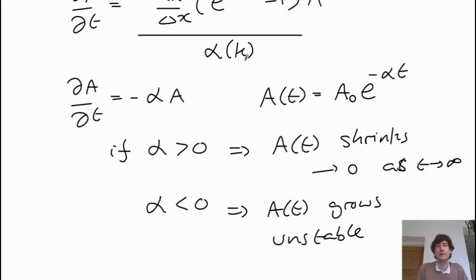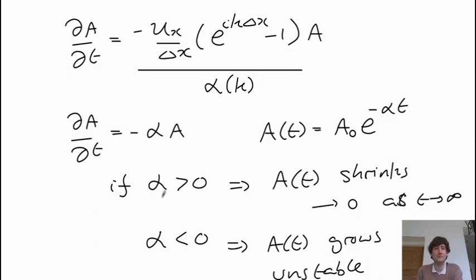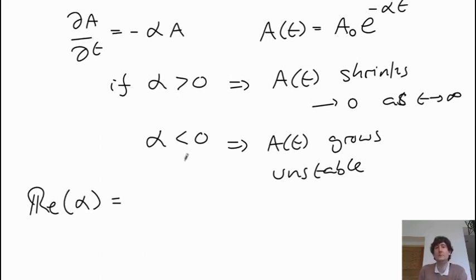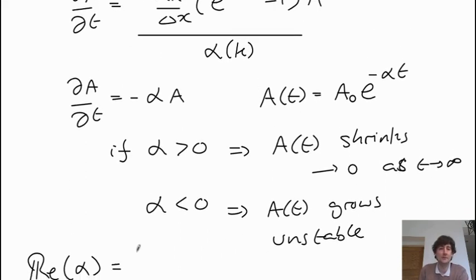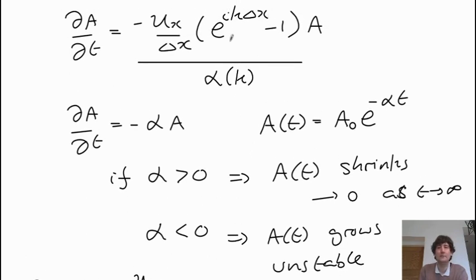So what we have to show is that for every k in the system, alpha is bigger than 0. And in particular, what we care about is the real part of alpha, because this can be imaginary, we have imaginary components. But if we have an imaginary component here, it just means you have an oscillating amplitude. And what we're looking for here is growing or shrinking amplitude. So we'll just take the real part of alpha, which is the real part of this expression. So we have ux over delta x, over e to the i k delta x minus 1.